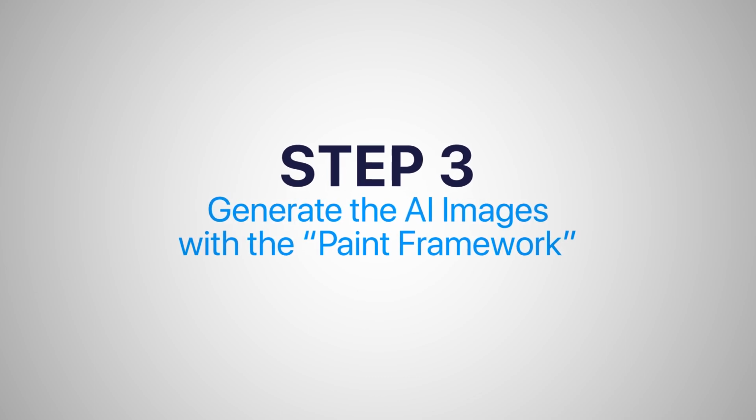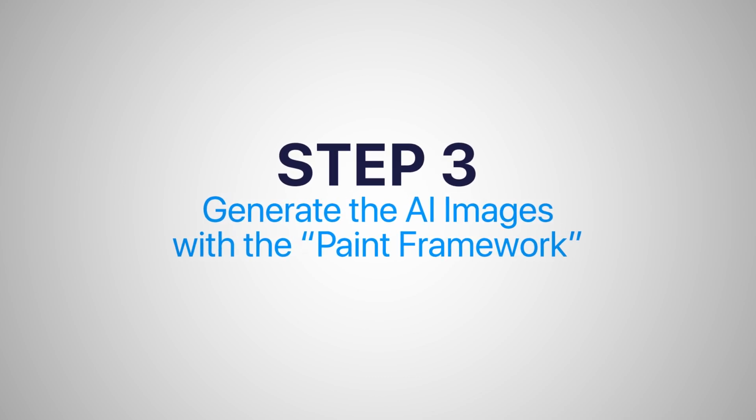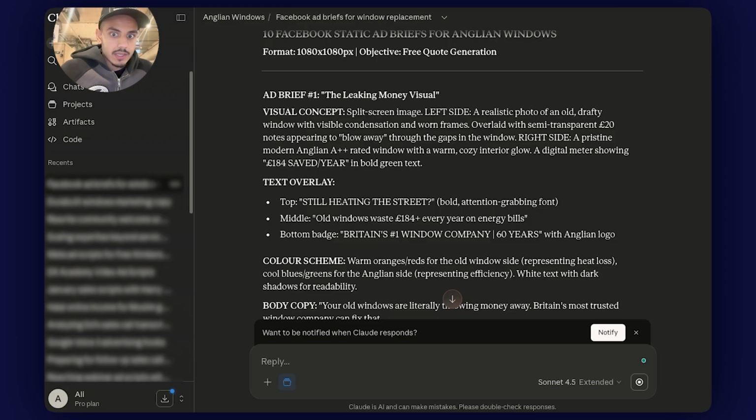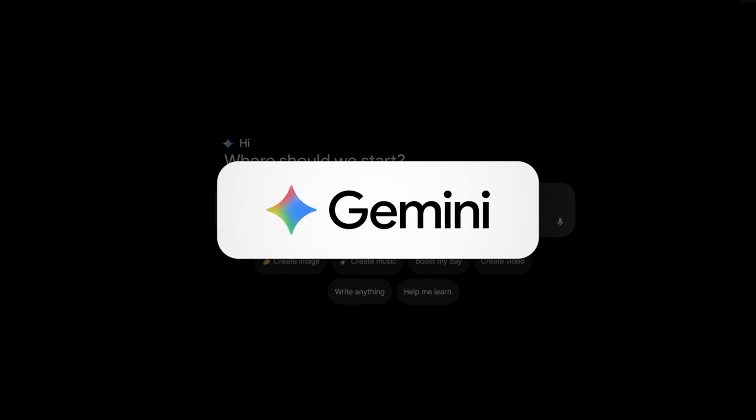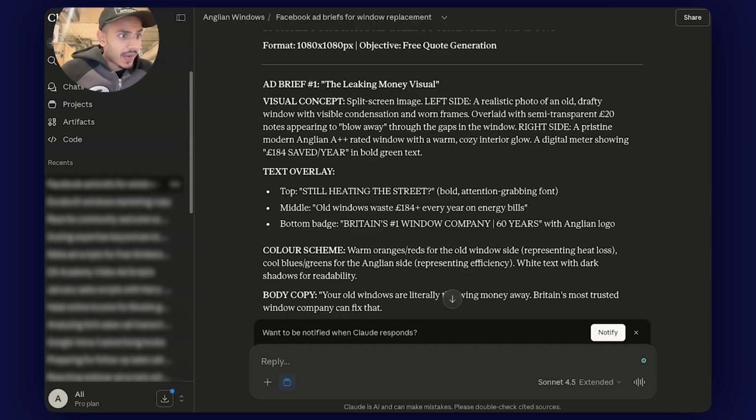And that brings us to step 3, which is to actually generate the AI images with the Paint framework. And for this, we're going to use an AI image generator. We use Nano Banana, but you can also use Gemini, and it will give you some banger outputs. So first, let's review what the AI spit out.